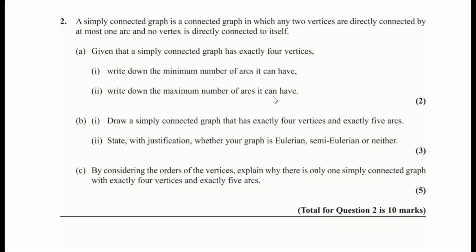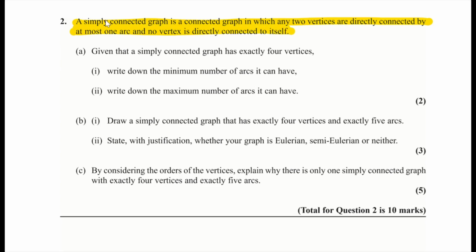Question 2. A simply connected graph is a connected graph in which any two vertices are directly connected by at most one arc and no vertex is directly connected to itself. That's a fairly standard definition which I recommend you all learn.